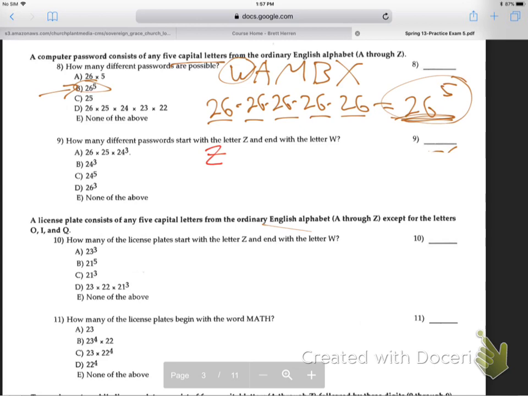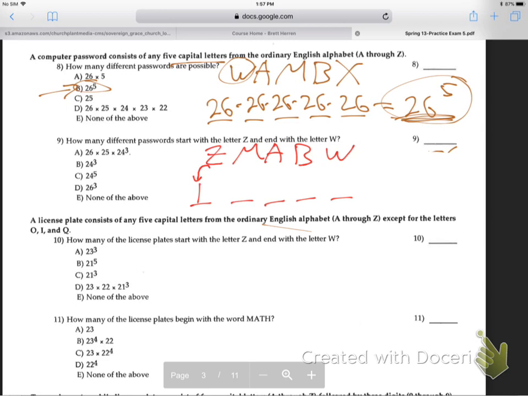So I'm going to pick one, Z, M, A, B, W. All right, I made 5 decisions when I picked that password. I started with Z, and I end with W like they told me to. 5, think about how many options you have for each of those decisions. So for the first decision, the Z that I chose, how many options did I have there?